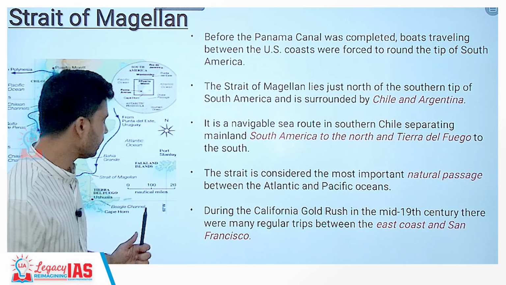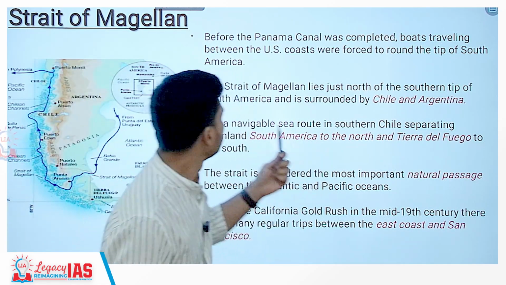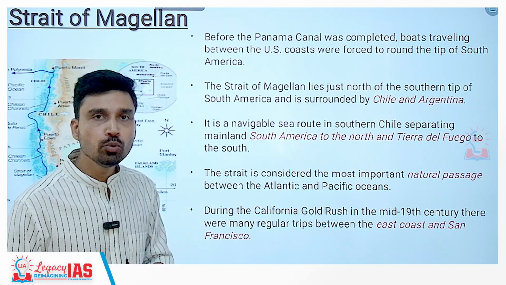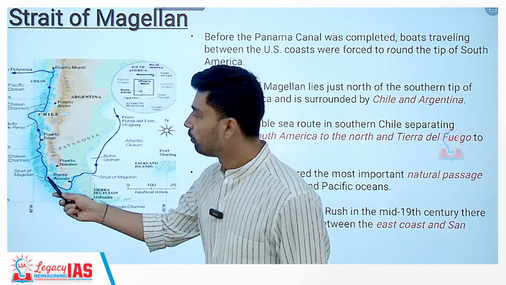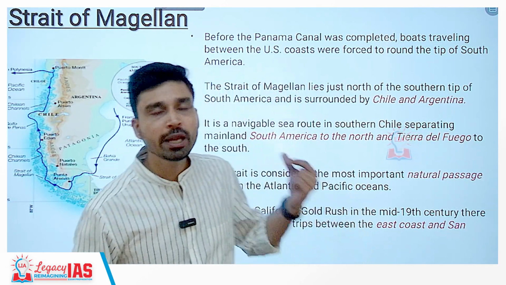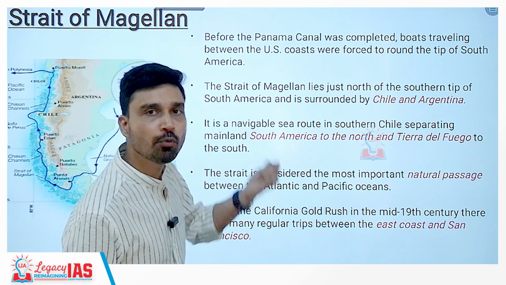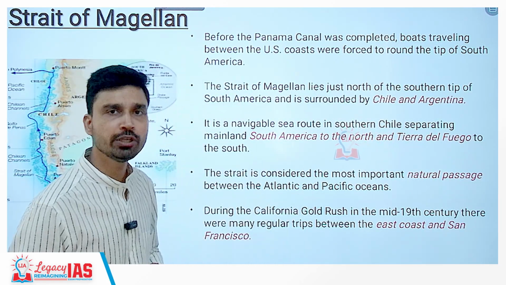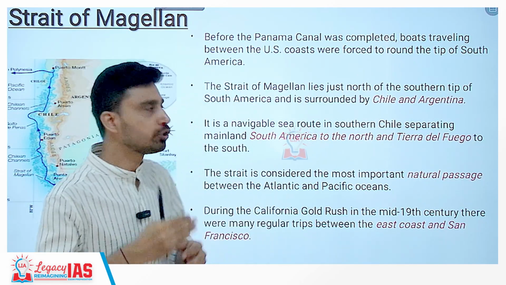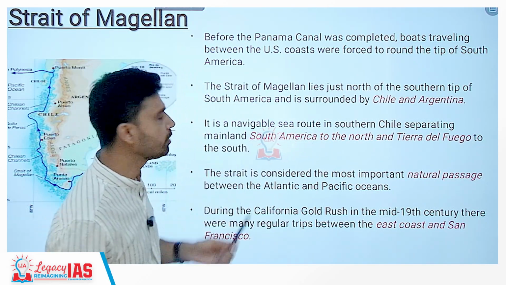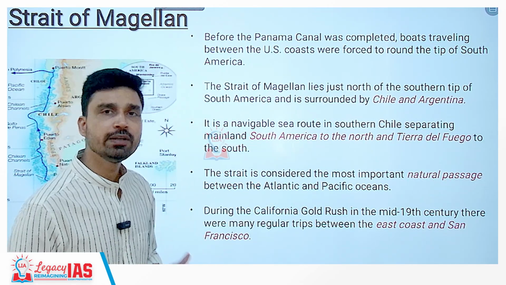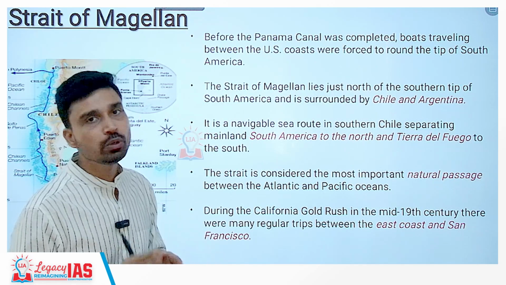So, if you look at this particular strait, the Strait of Magellan lies just north of the southern tip of South America and is surrounded by two countries. If you look here, in the west you have Chile, and in the east you have Argentina. So it is located between Argentina and Chile, a very important point you have to keep in mind, because this kind of question can be asked in prelims, that which of the straits are situated between which of the continents or which of the countries. Now, if you talk about this particular strait, obviously it is a navigable sea route in southern Chile, and also, as we have discussed many times, a strait separates two land masses also.